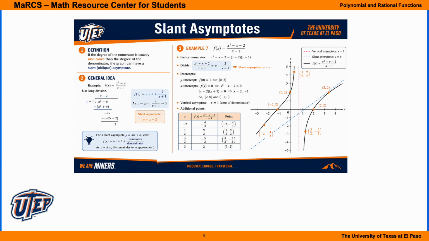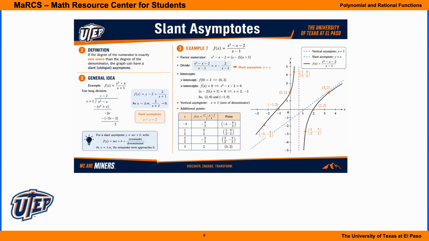So f of x is equal to x minus 2 plus 2 divided by (x plus 1). As x approaches plus or minus infinity, 2 divided by (x plus 1), our remainder, approaches 0. So we'll have a slant asymptote of y is equal to x minus 2. So for a slant asymptote, y is equal to mx plus b, we write f of x is equal to mx plus b plus the remainder divided by the denominator. As x approaches plus or minus infinity, the remainder term approaches 0.